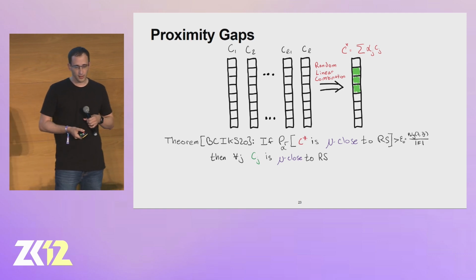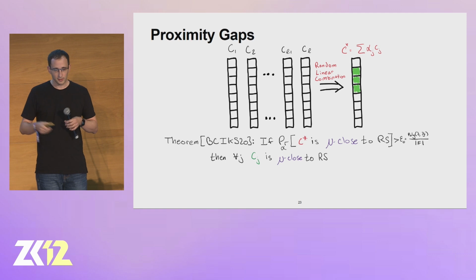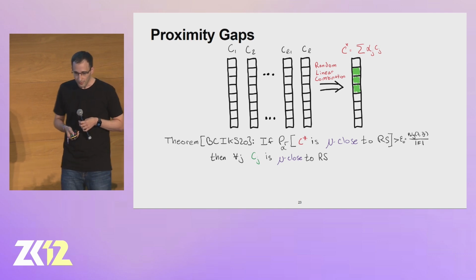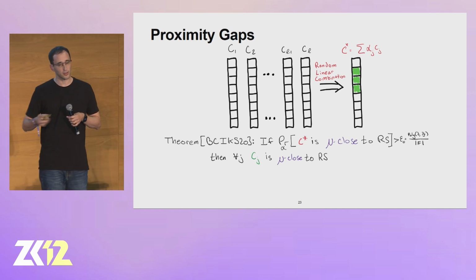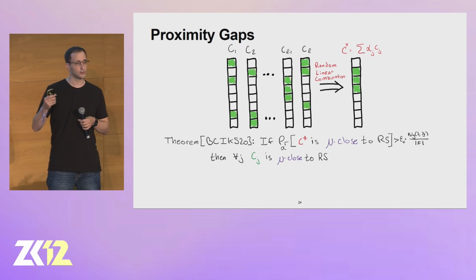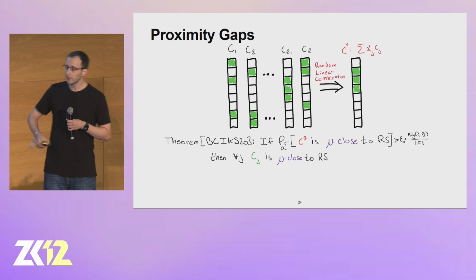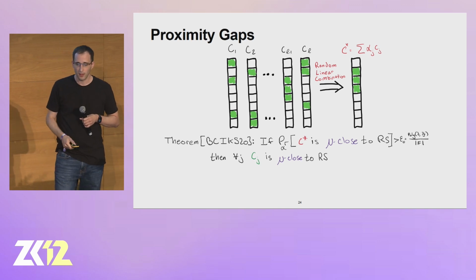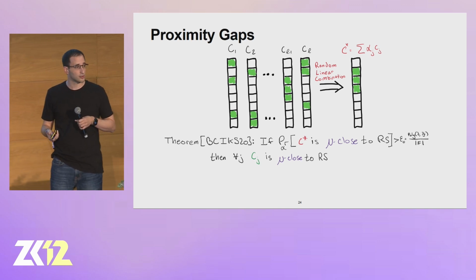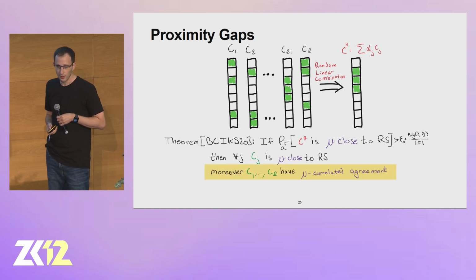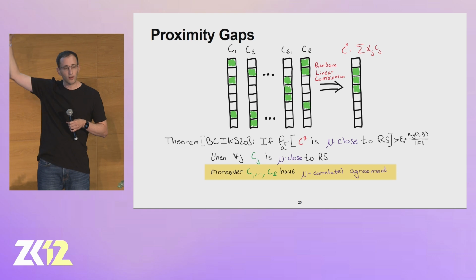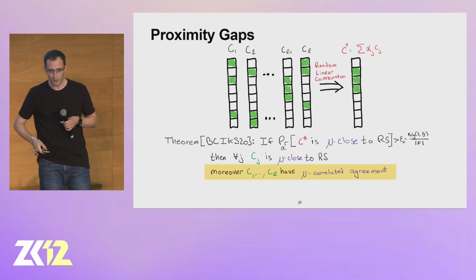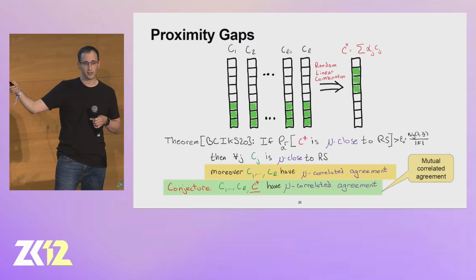And I have this theorem by Ben-Sasson et al. in the proximity gaps paper, and also Dan Carmon, saying that if the C star is close to Reed-Solomon with high probability, then all the CIs were actually also close to Reed-Solomon. So you see C star, the green spots, is where it's close to Reed-Solomon, and every CI also has to be close to Reed-Solomon. But actually what they proved is something much stronger. They proved something called correlated agreement. Actually, all the CIs are going to agree with Reed-Solomon on the same domain. So the picture is not like this, but actually like this.